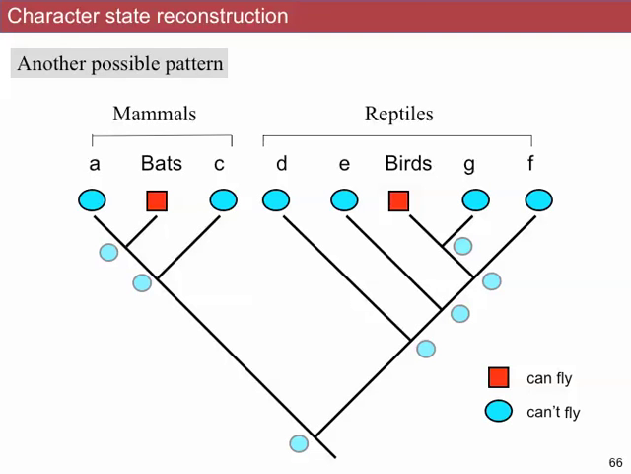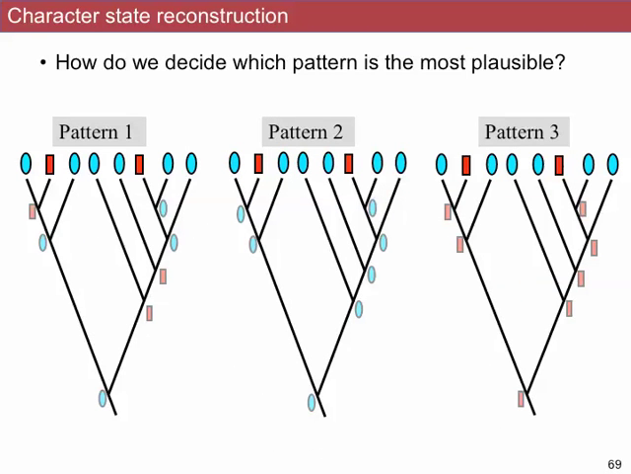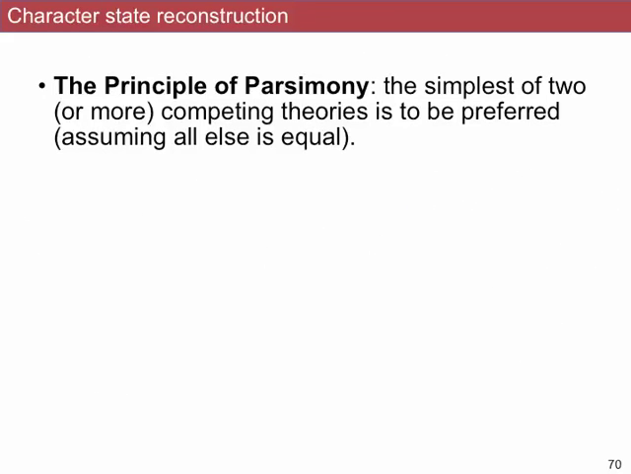So here's one possible pattern. The ancestral state here was can fly. Here it was can't fly, can't fly, can fly, can fly, can't fly, can't fly. If that was the pattern, we're going to compare that to what if the pattern was all of the ancestors could not fly. Here's a third possible pattern. All of the ancestors could fly. And many, many others. We're not going to test them all here, but in theory, you should test all possible ancestral character state patterns. So here are the three patterns I showed you, pattern 1, 2, and 3, now shown all together at the same time. How do we decide which pattern is the most plausible?